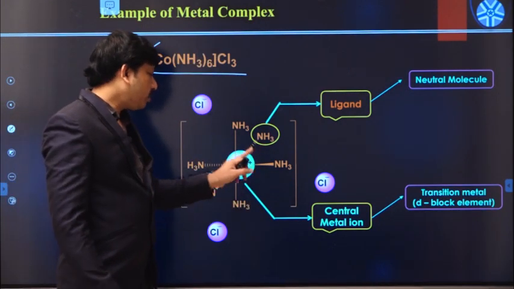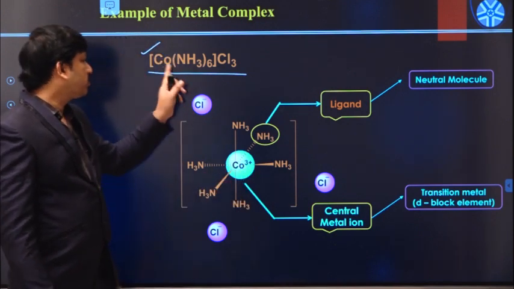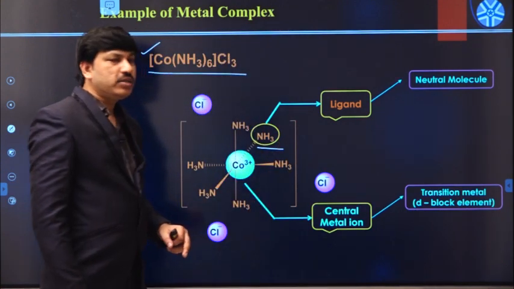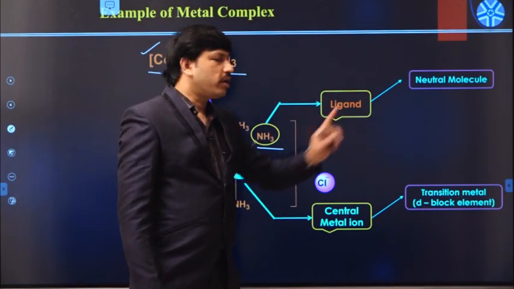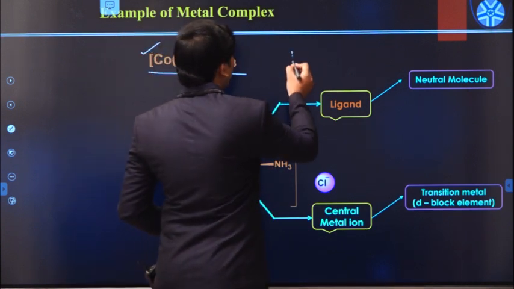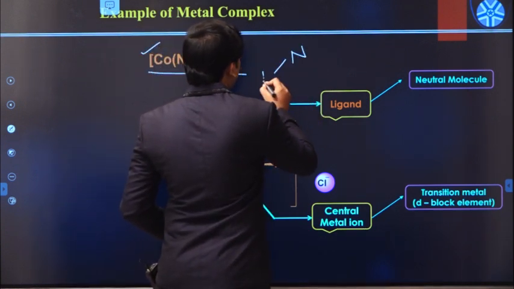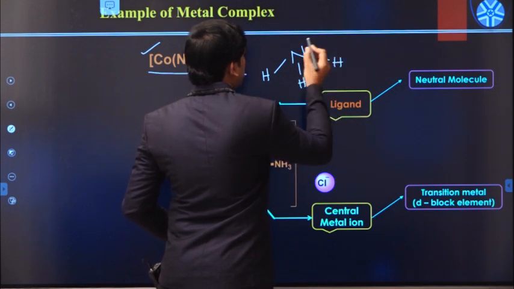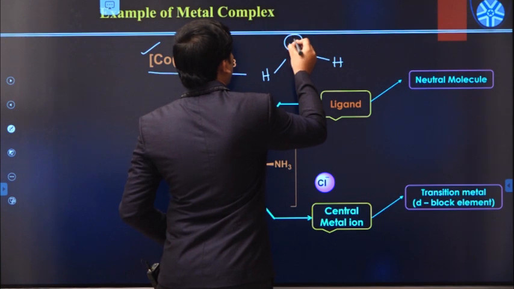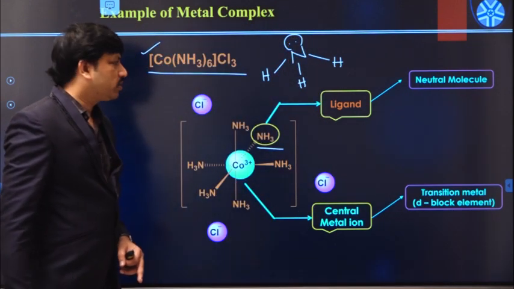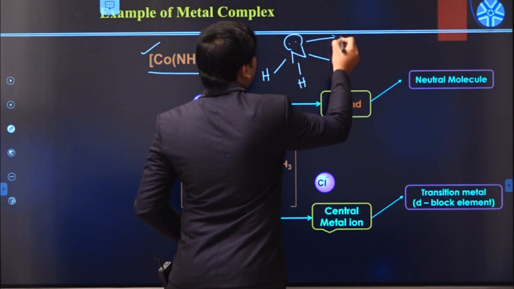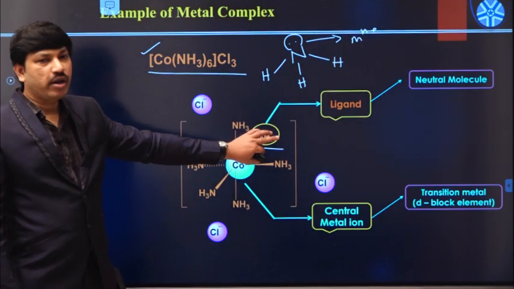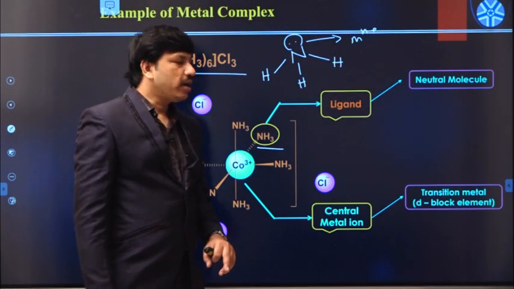There is a central metal atom here, that is cobalt 3 plus, and this ammonia molecule is acting as a neutral ligand. Because what is the structure of ammonia? Nitrogen is bonded to 3 hydrogens in this manner, and this nitrogen also has one lone pair of electrons. So this lone pair of electrons can be donated to any metal center. That is the reason the ammonia molecule acts as a neutral ligand.